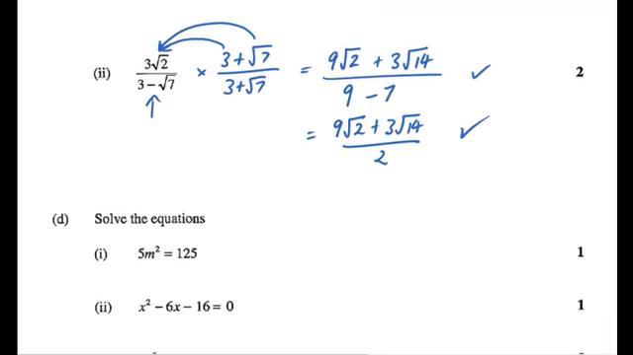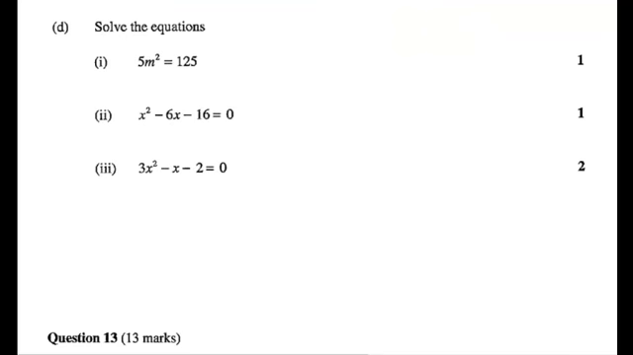Part D is solving some equations. The first one, most people were able to get almost there, but they just missed something at the end. When you're solving this, divide both sides by 5, so we get m squared equals 25. Then do the square root of both sides. When you do the square root of a number, remember that there are two answers, positive or negative 5. Because it was only 1 mark, you had to have the positive and negative there to get the mark.